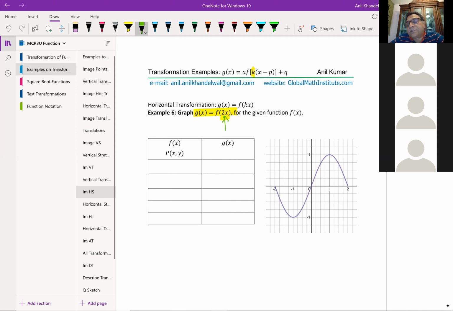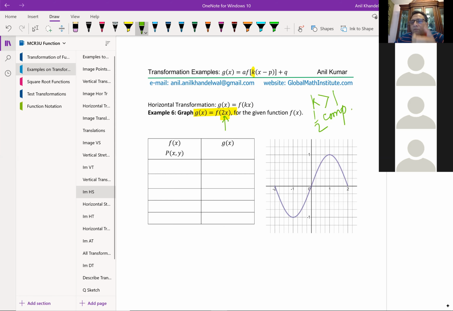F of 2x. So this 2, which is the value of k, how is it going to change my graph? Okay, Akshit, can you tell me how will the value of 2 in f of 2x change? Sir, since k is greater than 1, it will be a horizontal compression. That's great. K is greater than 1. It is a compression by a factor of half, 1 over k.